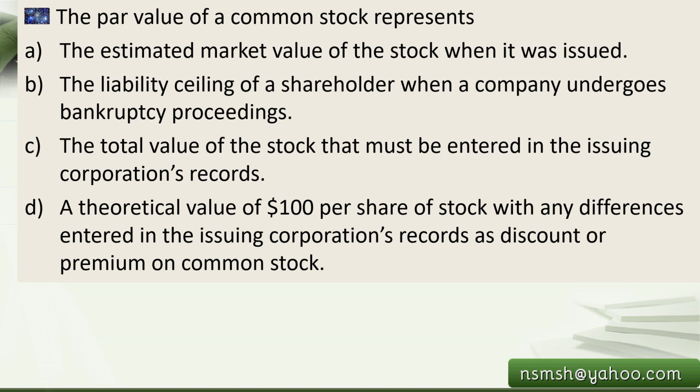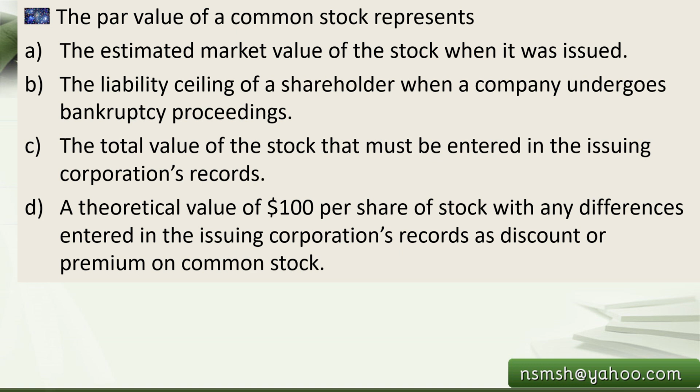Now let's look at one multiple choice question. The par value of a common stock represents the following: A, the estimated market value of the stock when it was issued; B, the liability ceiling of a shareholder when the company undergoes bankruptcy proceedings; C, the total value of the stock that must be entered in the issuing corporation's records; or D, a theoretical value of $100 per share of stock with any differences entered in the issuing corporation's records as discount or premium on common stock.